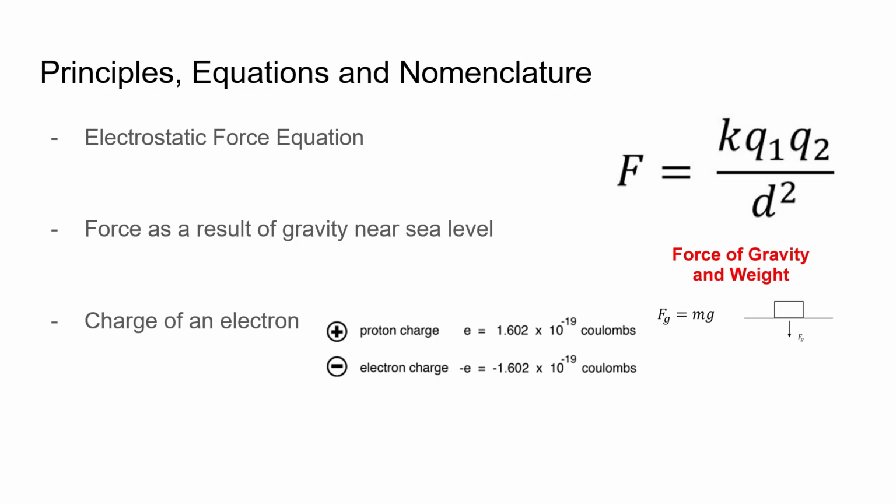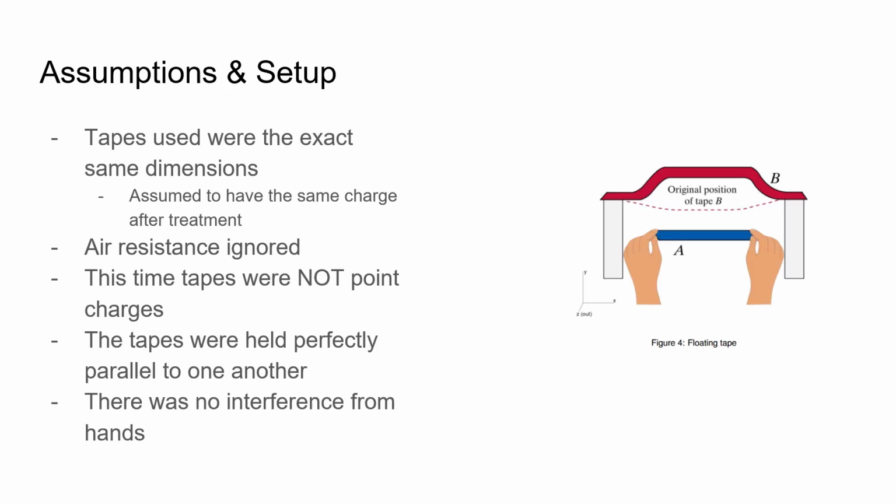Mainly the most used Physics 2 concept here was the electrostatic force equation, which is listed on the right. And then another important mechanical property we have is the result of gravity near sea level, the resultant force, and that is also listed to the right. So some assumptions and setup.